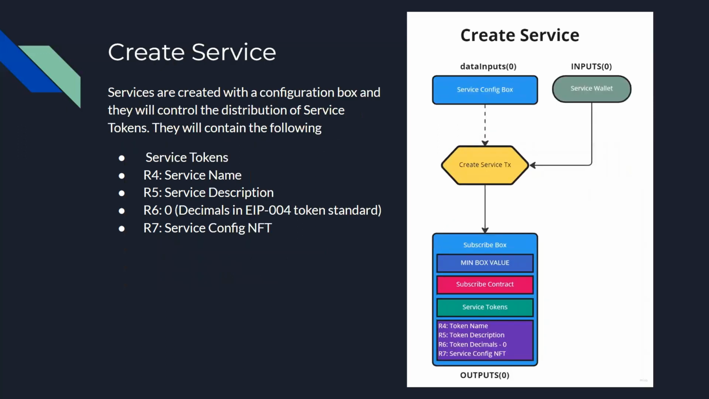So once you've created a configuration, you can use that as a data input to create a service, which effectively just mints a token. So what we do here is we pass service tokens, which are stored in the subscribe box, with a reference to the service configuration NFT. By default, there's 10 billion tokens minted. This could be edited to whatever. I thought that was a significant amount. Would ensure, but in theory, you could limit this to whatever you wanted. If you want, say 100, whatever.